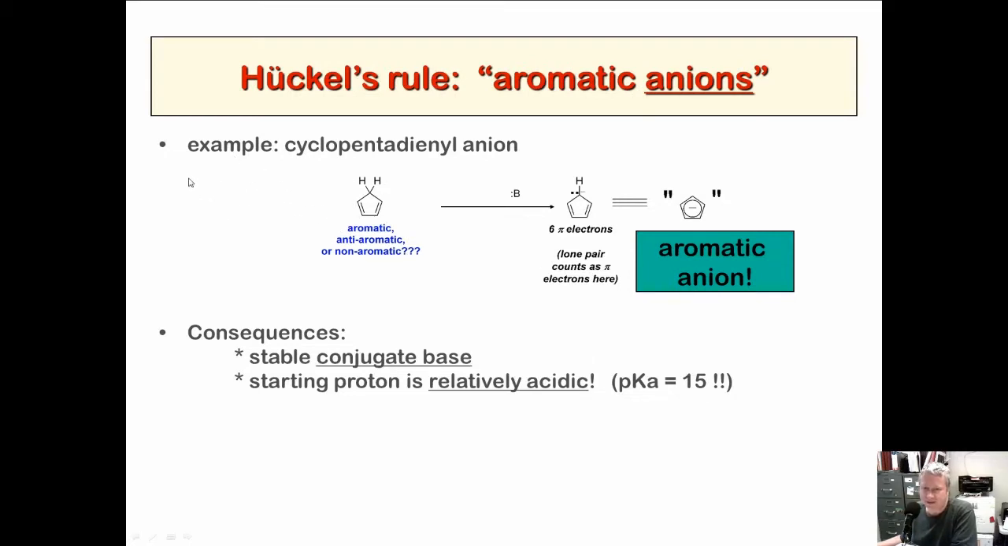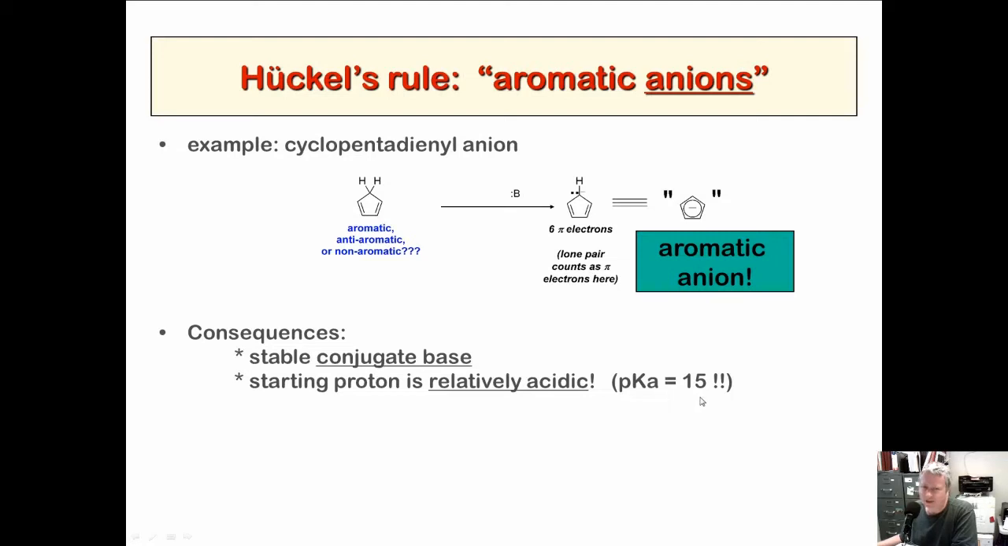I can't draw it easily right now, but imagine cyclopentane. It's carbon, carbon, carbon, carbon, 5 carbons, cyclopentane, no double bonds. What's the pKa of cyclopentane? What do you think? Big number, small number? Cyclopentane is so incredibly non-acidic. It's like 60, a pKa of 60.